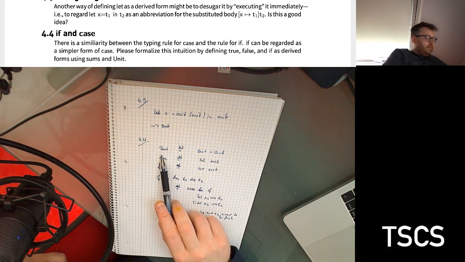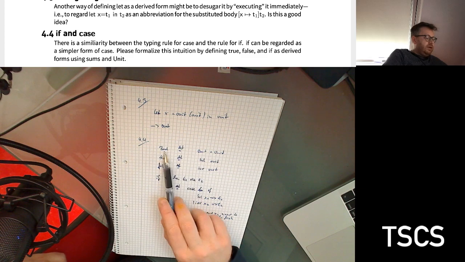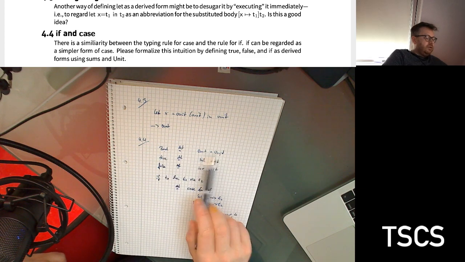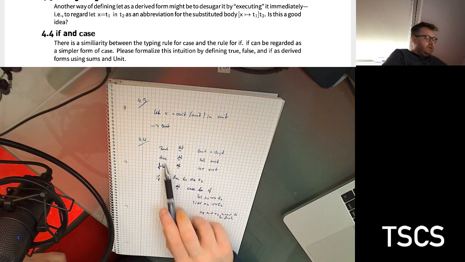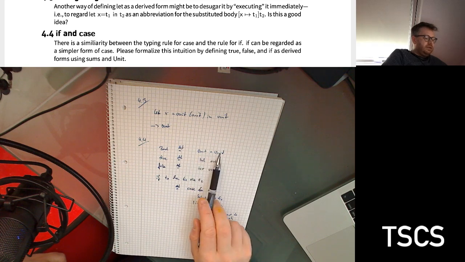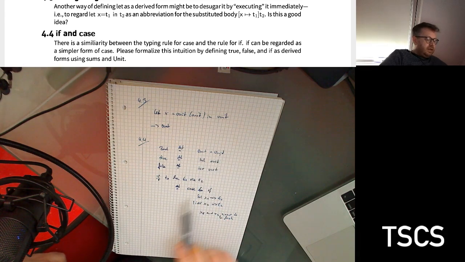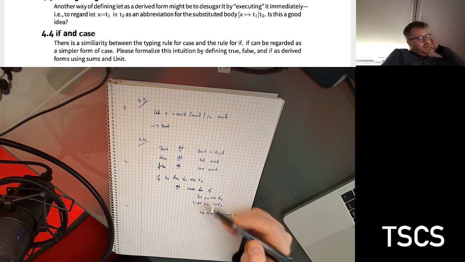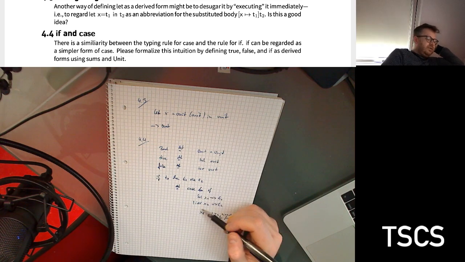So you have the Boolean as the unit type, unit plus unit. So you need to distinguish between left and right. True is the left part and false is the right part of the type. So this or this, basically. And then in the case, you distinguish between the left case and the right case.